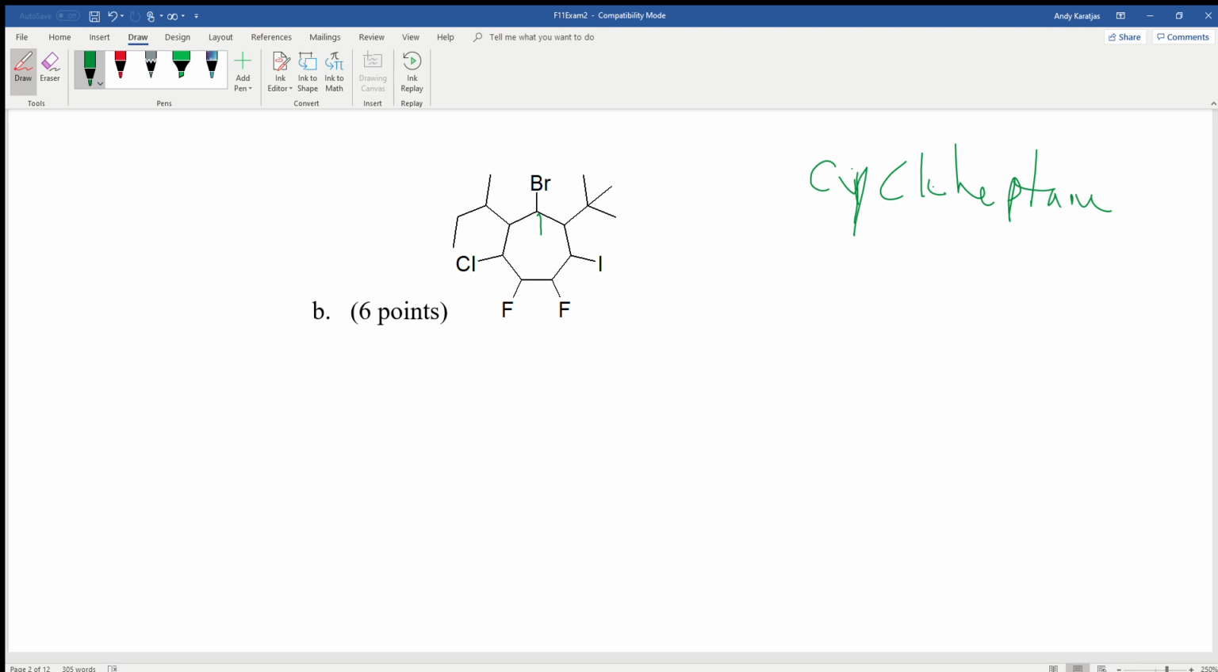Then, in order to determine direction, we're going to go to the next carbon in each direction, and the one that comes first alphabetically will give us the direction that we go. So if we go counterclockwise, we have a sec-butyl group. If we go clockwise, we have a tert-butyl group.